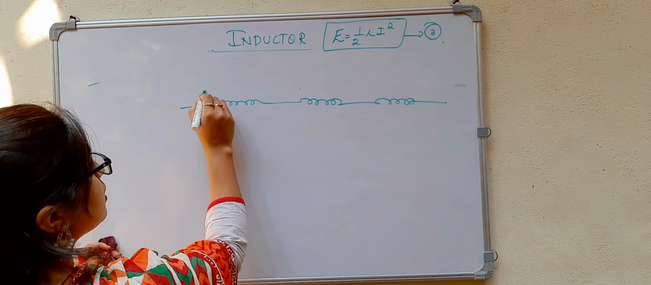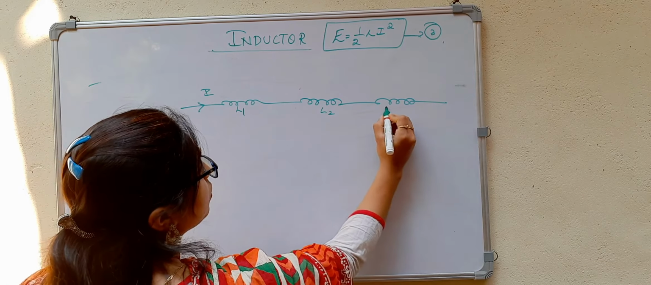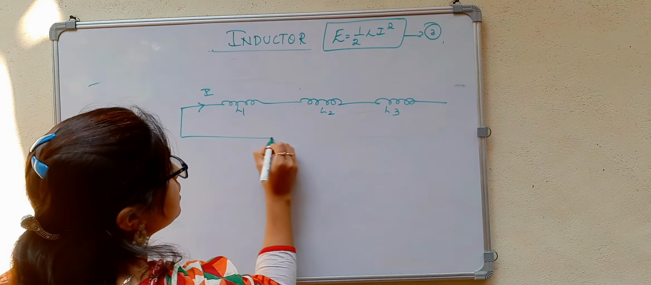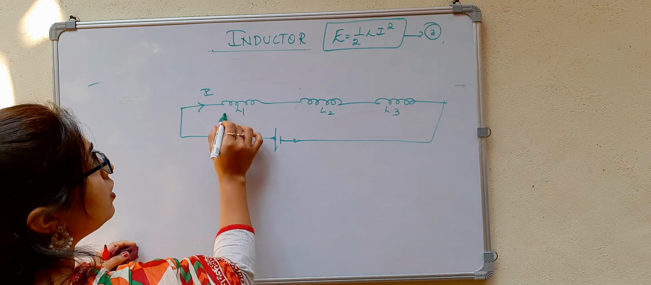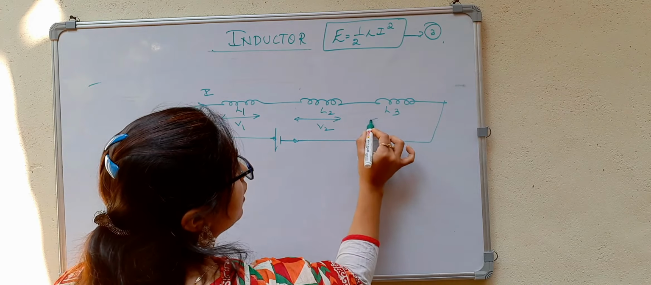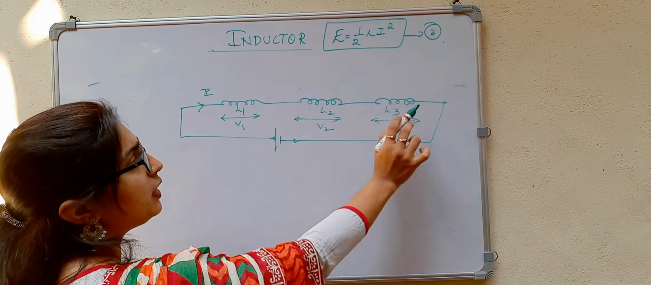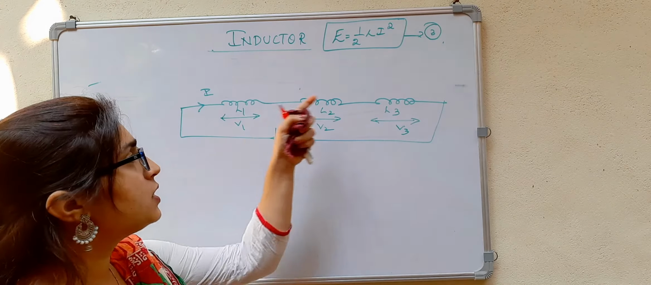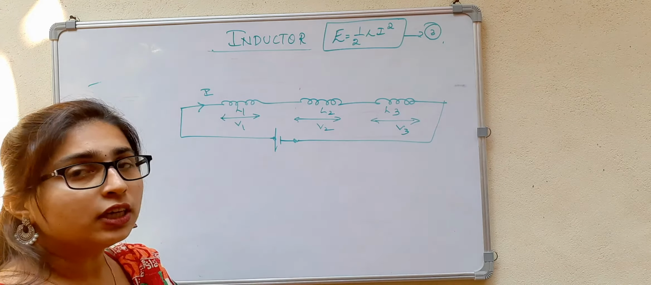Let us consider the current I that is flowing here. This is L1, L2, L3. Let us connect it to the voltage V. Here there will be a voltage drop V1, here it is V2, and the voltage drop across this will be V3. The same current is flowing through all the inductors because this is a series combination, and there is only one path for the current flow.